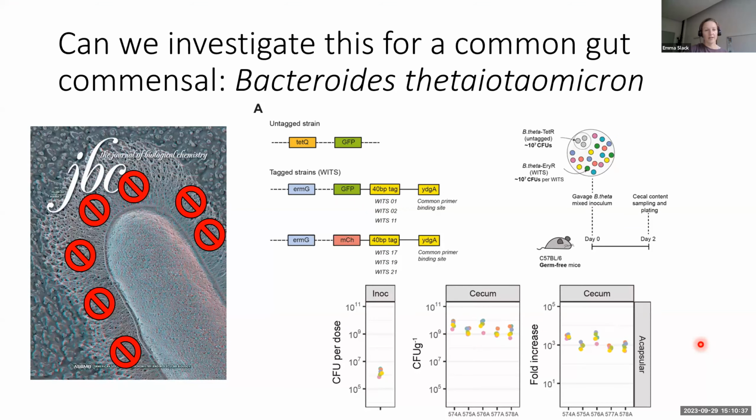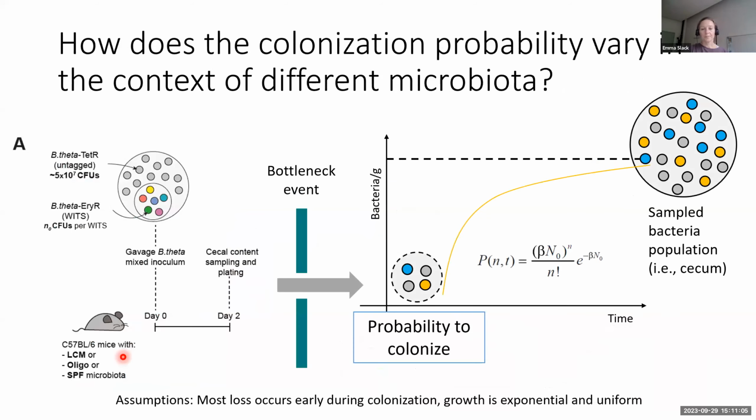And we had the huge benefit of collaborating with Eric Martens from Michigan State in the US, who has made a Bacteroides theta strain that has no single gene cluster left to produce any of these capsular polysaccharides. I think he's knocked out something like 128 genes to achieve this. So it's a pretty massive effort. And we were lucky enough to be able to just get this strain and directly put our barcodes into it and study it.